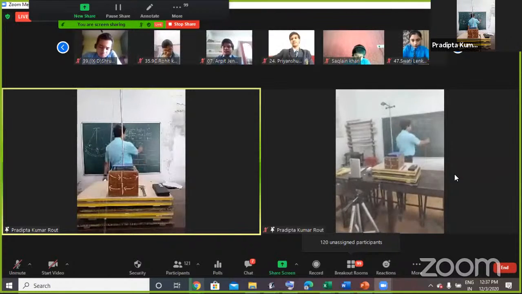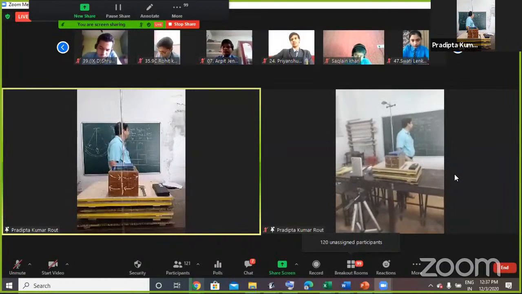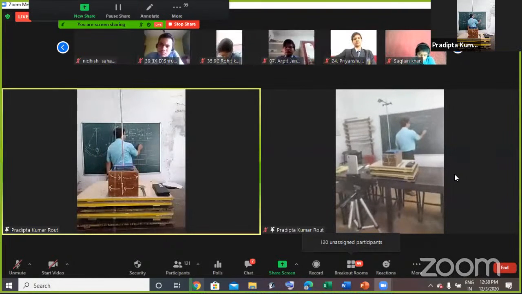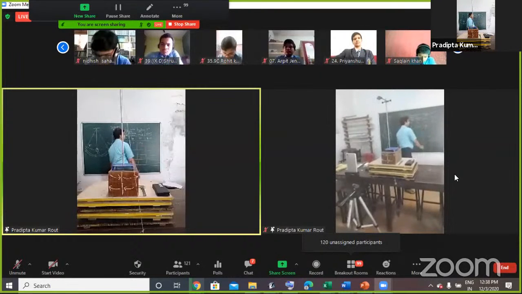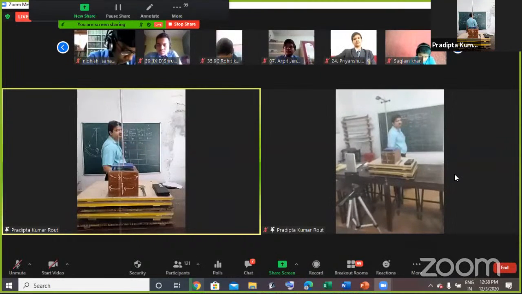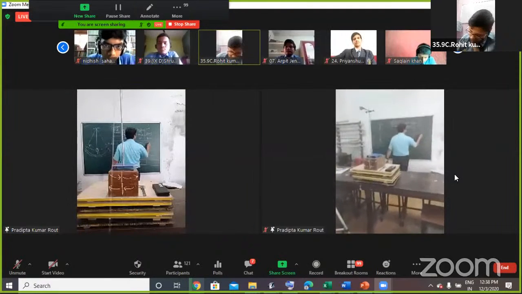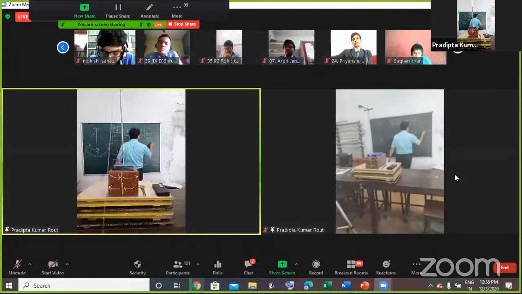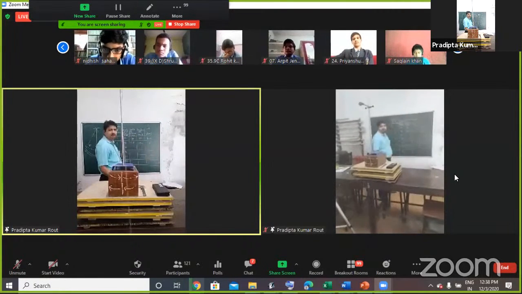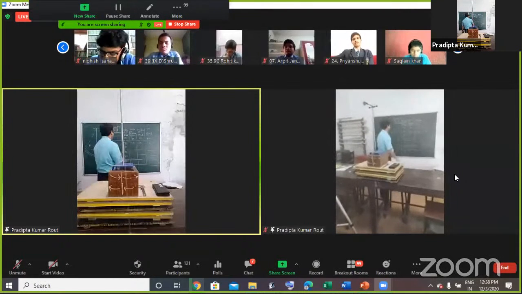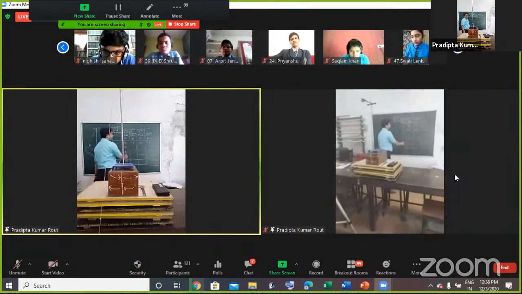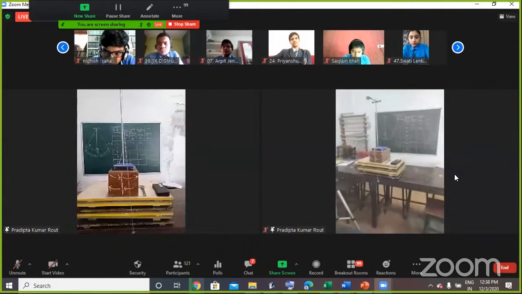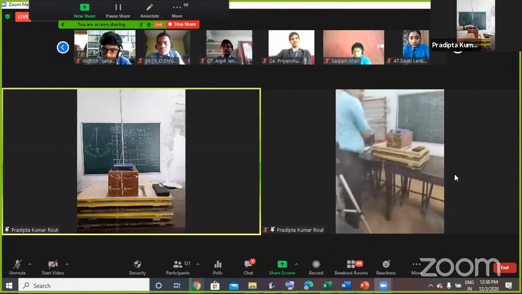Now children, find out the square. 1.94 square. Or it doesn't matter if you find out 1.9 square. How much is it? 3.61. Now children, we will take 80 centimeter length. 80 means what is the length of the thread? 78. So let's take 78 centimeter now.